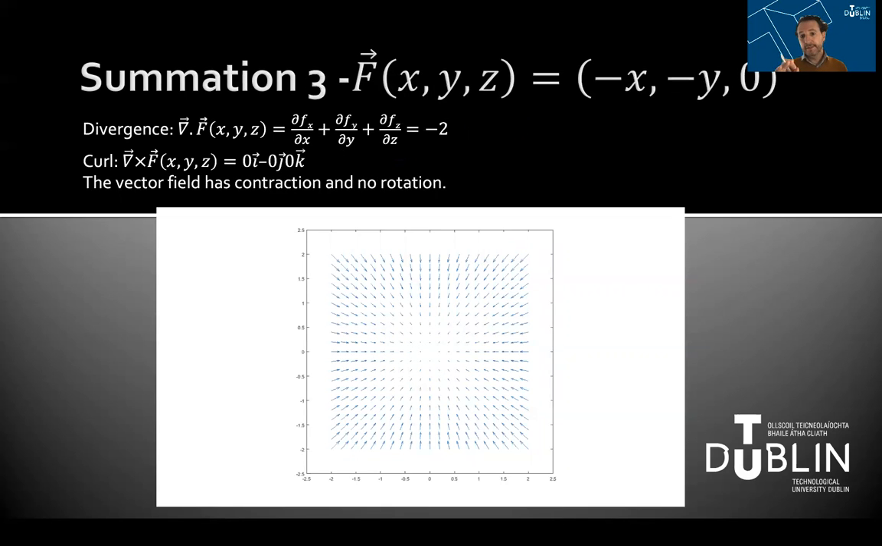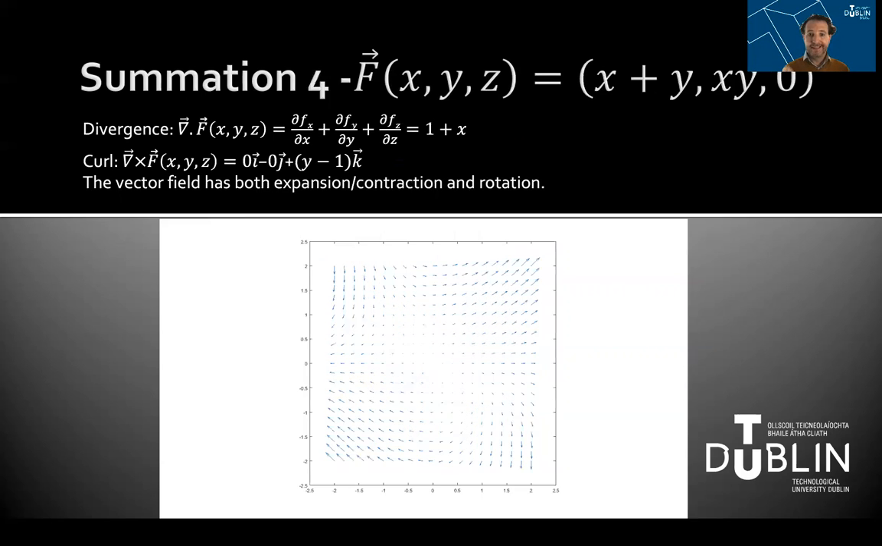Now, minus x, minus y, and z is 0. That gives us a divergence of minus 2, a rotation of 0, 0, 0. So there is contraction, but no rotation. And lastly, x plus y, xy, and 0 for the z part. This had a divergence of 1 plus x. So the divergence changed from expansion to contraction for different values of x. And a rotation, or a curl, of 0 i, 0 j, y minus 1 k. So that field has expansion, contraction, and rotation.